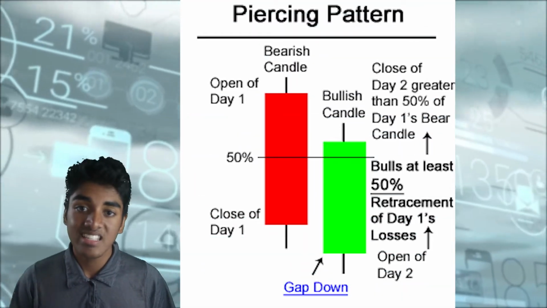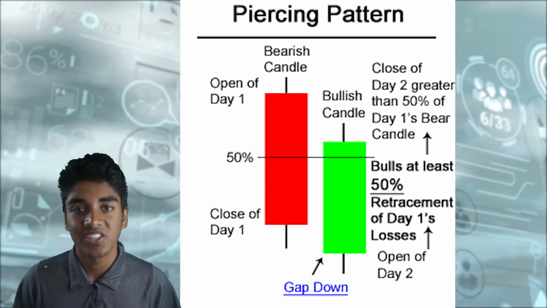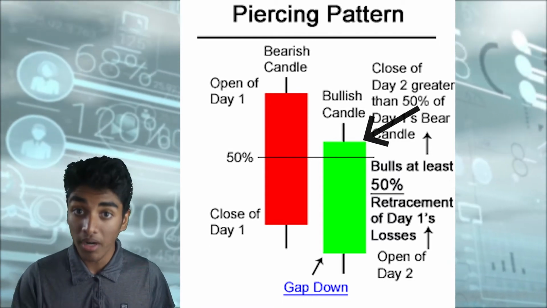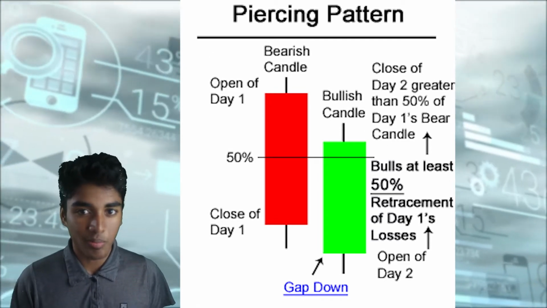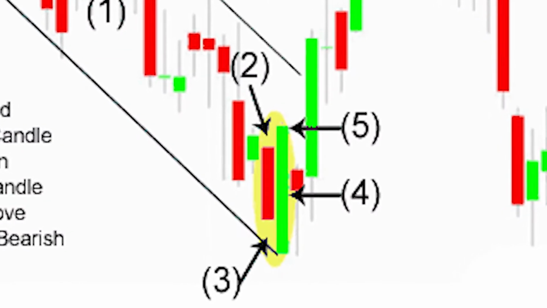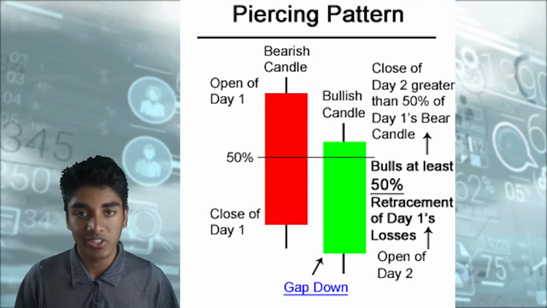Let's move on to the piercing pattern. The piercing pattern is a set of 2 candles. One candle is bearish and the other is bullish. The piercing pattern occurs when the bullish candle closes above the middle 50% of the preceding bearish candle. Although still a bullish pattern, it isn't as easy to spot as the bullish engulfing pattern that we talked about earlier. It is also slightly less reliable than the bullish engulfing pattern.